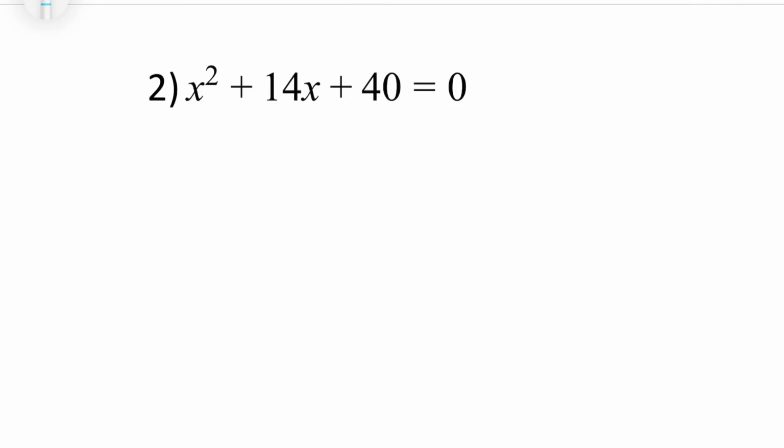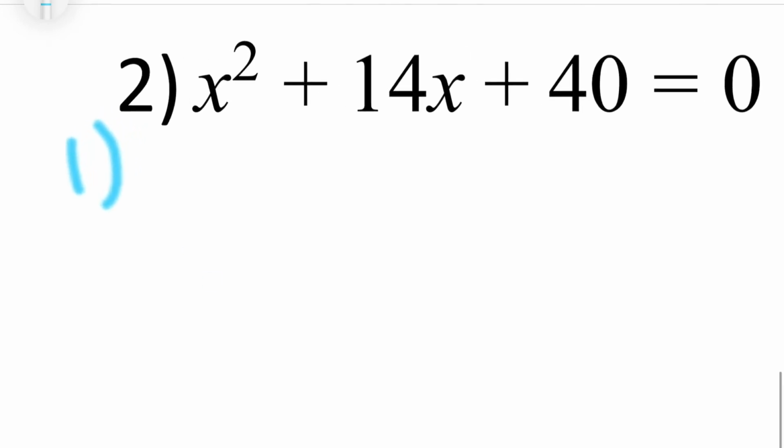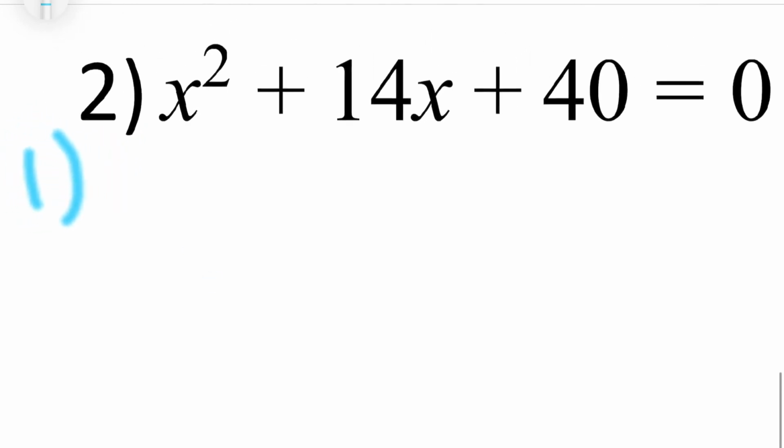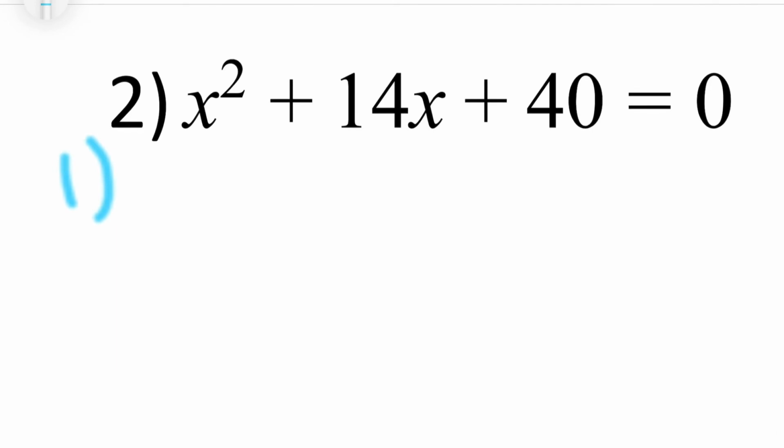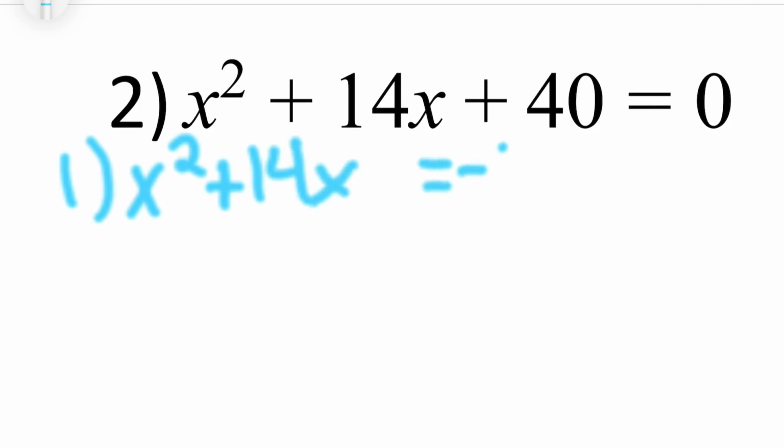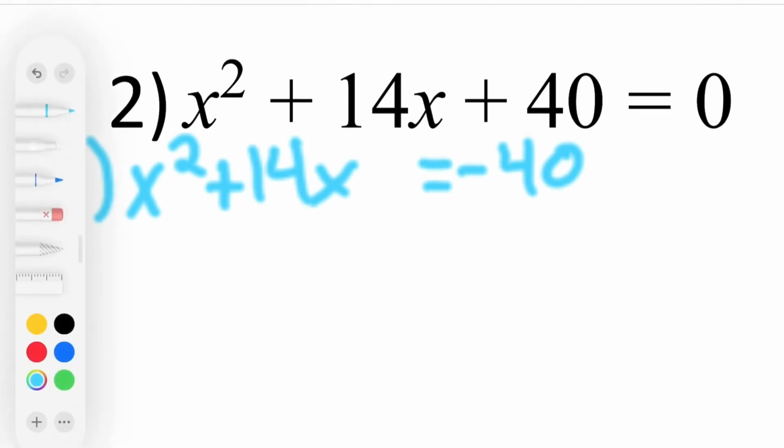Number 2, we need to move stuff around. So step 1, we gotta have all of our variables on the left and all of our constants on the right. So we have x squared plus 14x. And we're gonna move that 40 to the other side by subtraction. So there is our step 1.